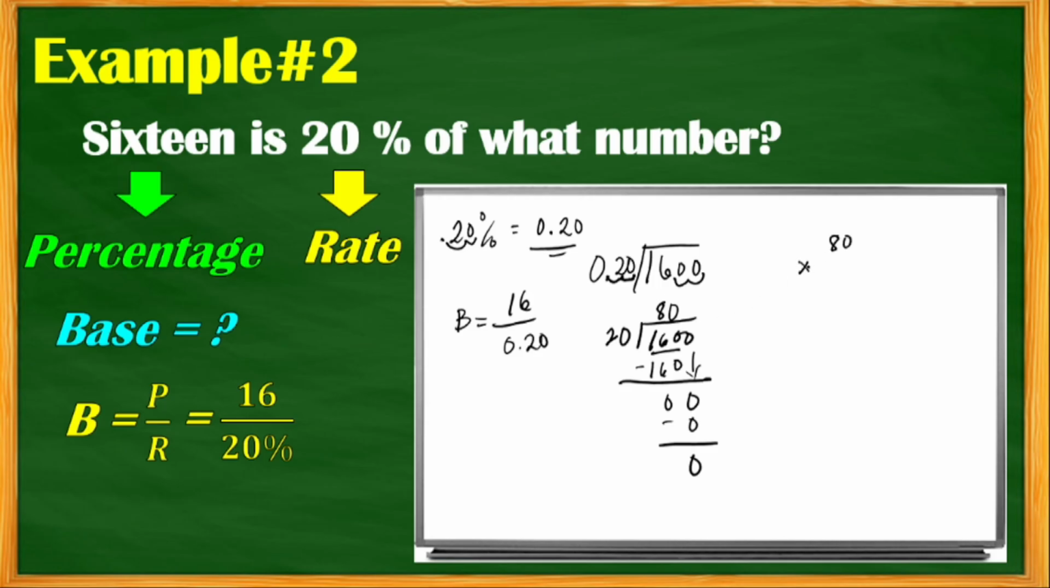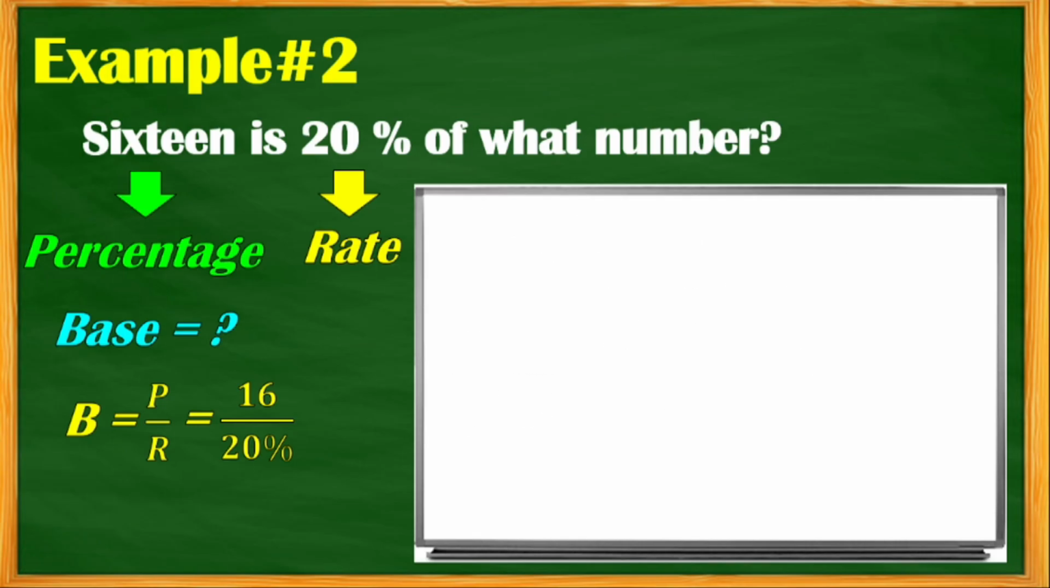Let's check if our answer is correct. Multiply 80 by 20. 0 times 0 is 0, 0. 2 times 8 is 16. Add: 0, 0, 6, 1. Then you got the correct answer. So the base is equal to 80. That would be the answer.